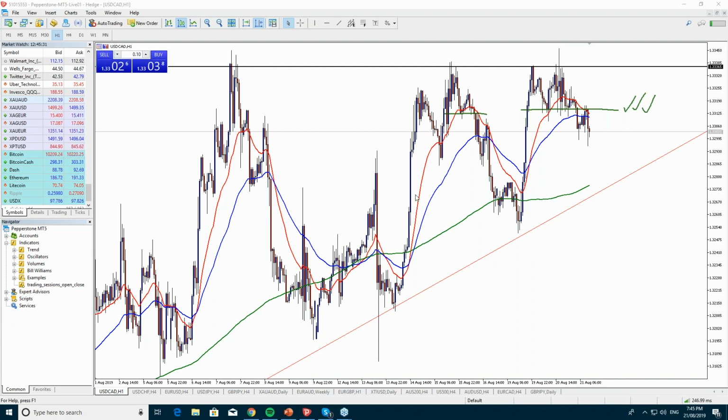On the USD CAD 1 hour there, you can see that role reversal zone. That was just typical price action really. We've got higher highs and higher lows. It's come back and tested it. And hopefully in the not too distant future, we're going to get a 20/50 cross, which is really going to confirm that short.